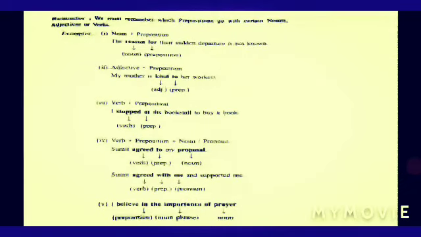Let's see the preposition with certain noun, noun phrase, adjective or verb. For example, noun with preposition: The reason for their sudden departure is not known. Preposition with adjective: My mother is kind to her workers. Verb with preposition: I stopped at the bookstall to buy a book. Verb with preposition with noun: Sumit agreed to my proposal.